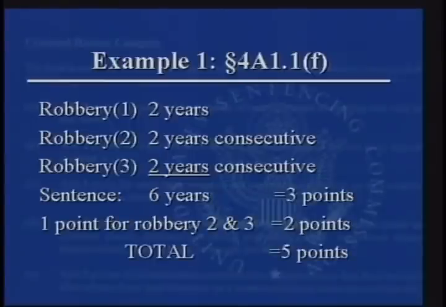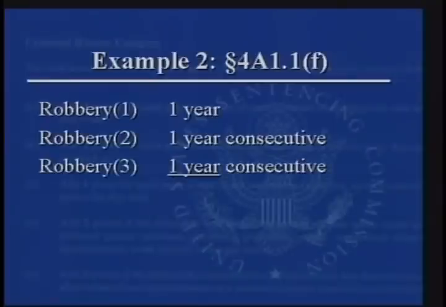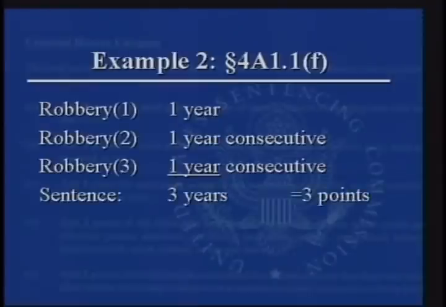Let's pull up another example to show another way of doing this. In this situation, we have 3 robbery counts again. But in this situation, the first robbery count has 1 year imposed. The second robbery count has another consecutive year. And then the third count has an additional 2 years. So the total for this is 3 years.